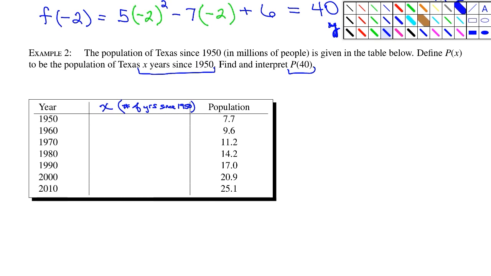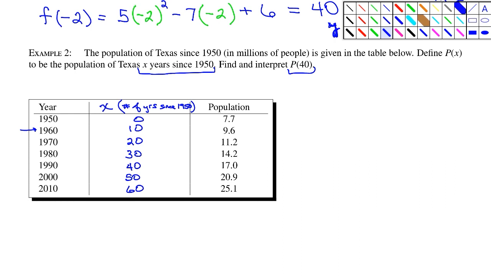And now for the actual year, 1950, we need to come up with the value of x. Well, how many years was 1950 since 1950? Well, that's 0. It's the same year. And then how many years was 1960 since 1950? That was 10 years. And if you continue on, you see the pattern: 20 years, 30 years, 40 years, 50 years, and 60 years. And those are going to be our x values.